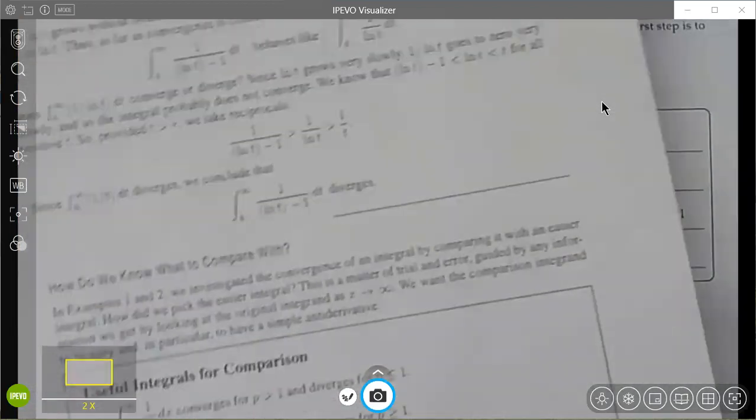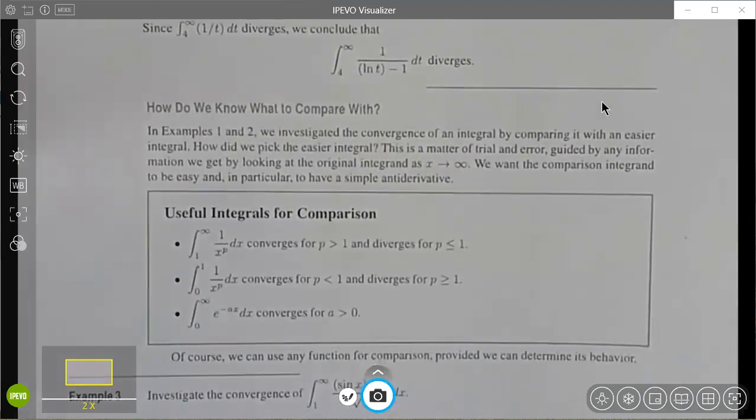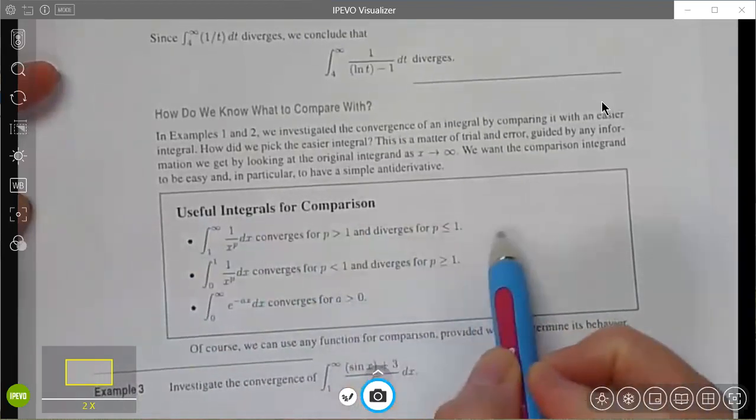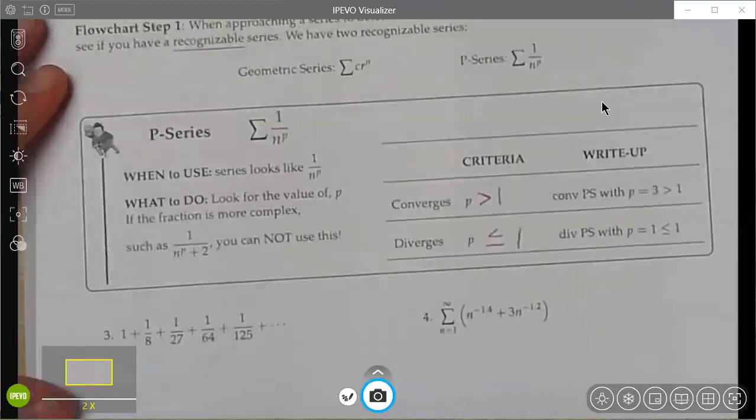And we learned about that back in section 7.7. We had these integrals for comparison. This is the one we're looking at here. So these series and these integrals are related, so this should look really familiar to you. All right, so let's give this a try.